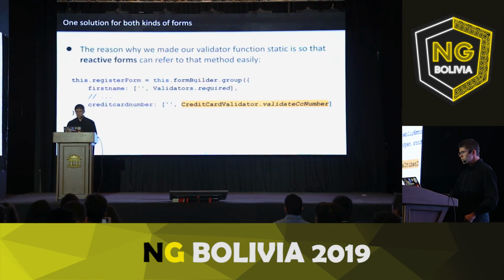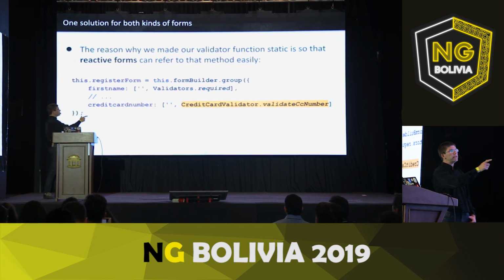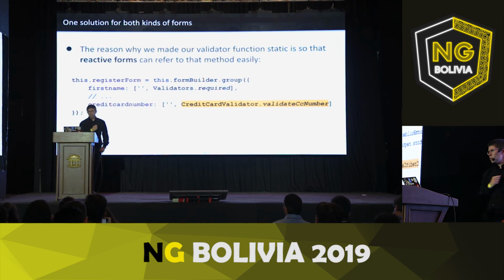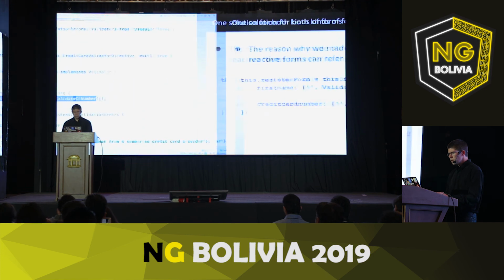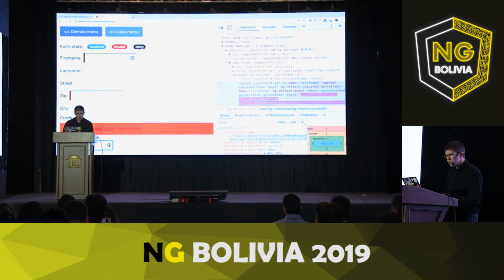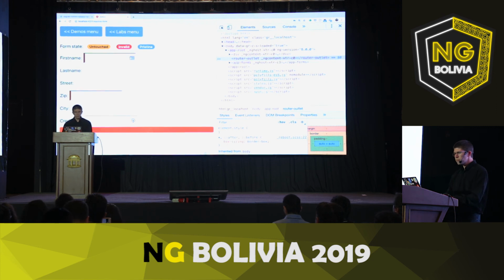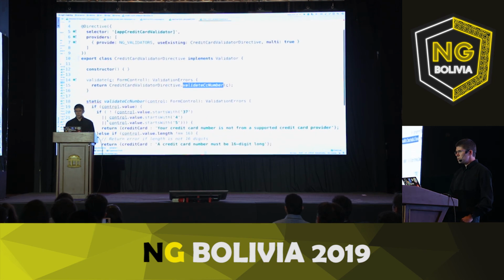So with that in mind, this works with both kinds of forms. I already did this in my code and added the validate credit card number reference in here. And I can just show you that this actually works. So back to my reactive form. And if I type something wrong, then we get the error message as expected. And that's the other error message. So everything is still working fine with that new directive.